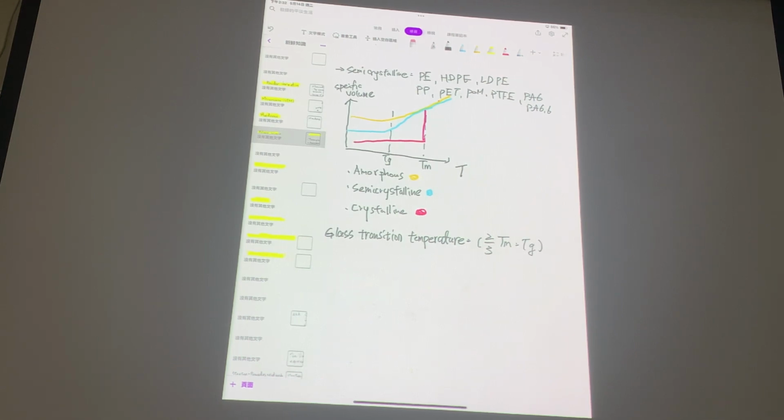Okay, so TG point, if you review your thermodynamic material, it's a second order transition. We won't derive that equation. The melting point basically is first order. Alright? So what is glass transition temperature?